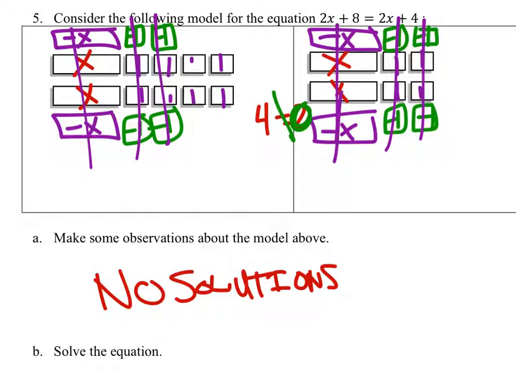Now we should point this out, right? If you take 2 times some number plus 8, can it ever equal 2 times the same number plus 4? No, because you're adding something different to something that is the same. So naturally they should be different. So solve the equation, we did that, no solutions.